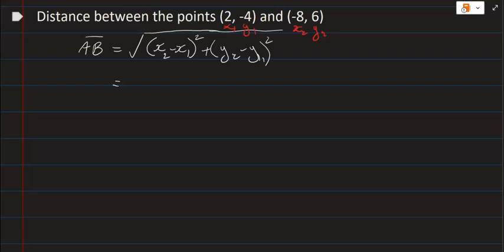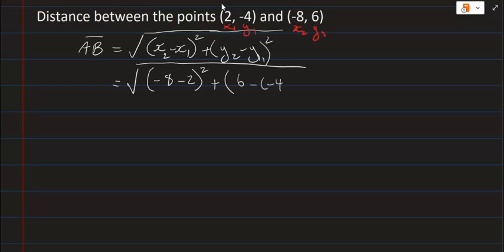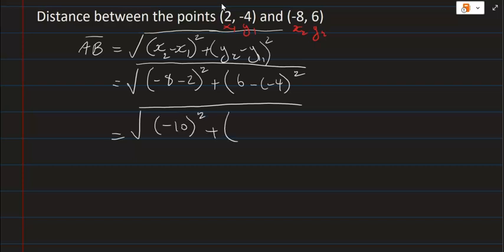So here it is. Now we're going to rewrite it. Square root, big square root. So x2 minus x1, so -8 minus 2 all squared plus y2, which is 6 minus 4 all squared. All right, let's simplify. -8 minus 2, that's -10 all squared, plus 6 plus 4, that's 10 squared.